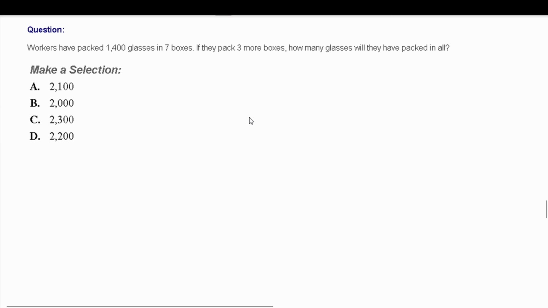All right, this next question says workers have packed 1,400 glasses in 7 boxes. If they pack 3 more boxes, how many glasses will they have packed in all? Okay, so the very first thing I want to figure out is how many glasses fit in a box. And to accomplish that, I'm going to take 1,400 and divide it by 7. Again, in these 7 boxes, there are 1,400 glasses. If we work this out, we'll figure out how many glasses are in each box. Thankfully enough, this is pretty easy to do mentally. 14 divided by 7 is 2, and then we'll just tack on these 2 zeros.